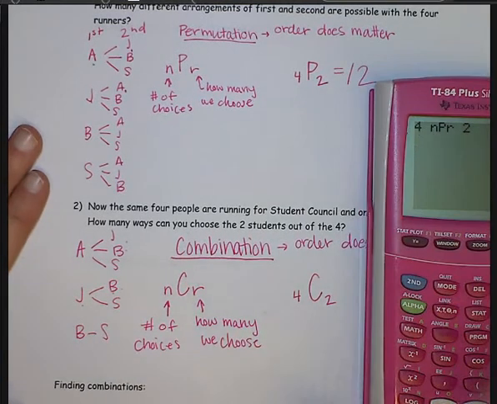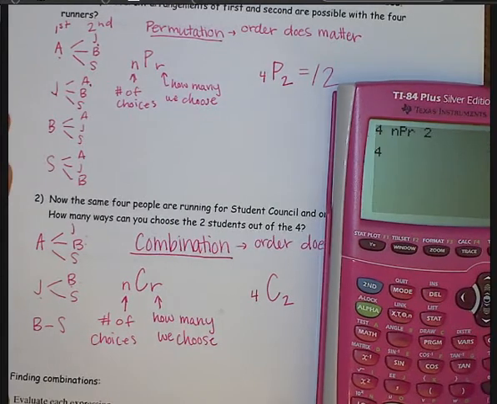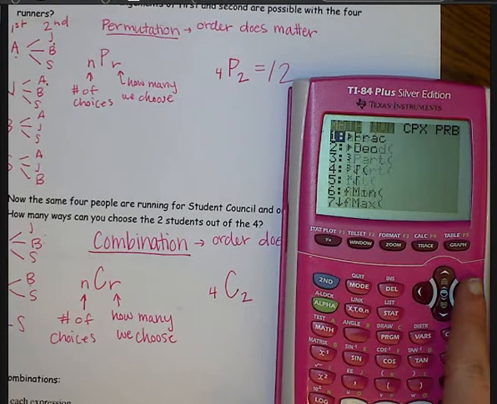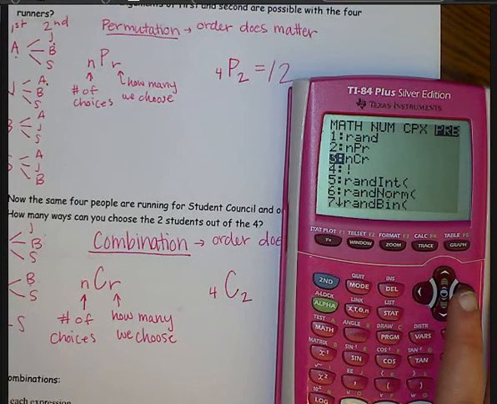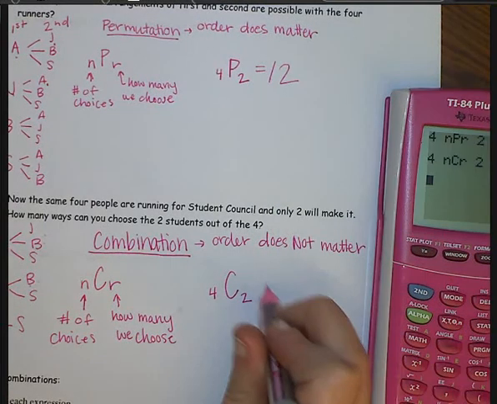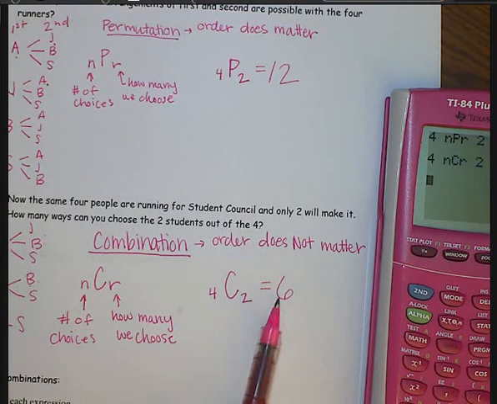So this is going to be similar in our calculator. We're going to type that 4 first, and then I need to go to math, all the way over to the right to probability, and this time I go down to 3, nCr, and for my r I have to put a 2. And you can see my calculator gives me 6. This gives me 6 possibilities. Notice there's less possibilities with a combination than there was with a permutation.